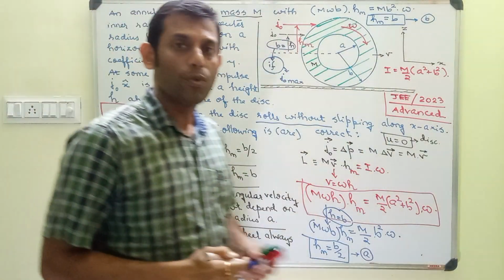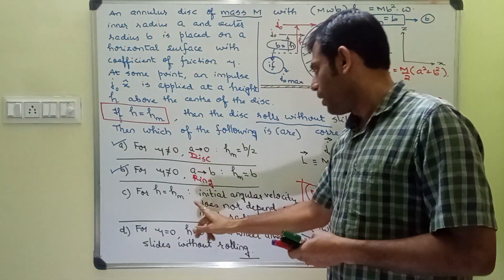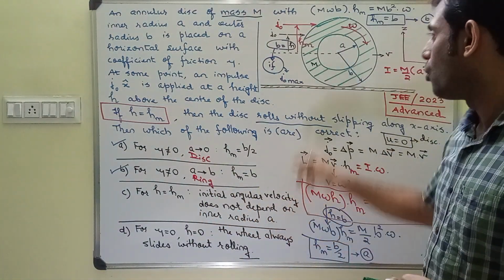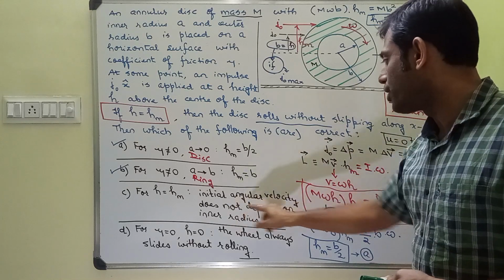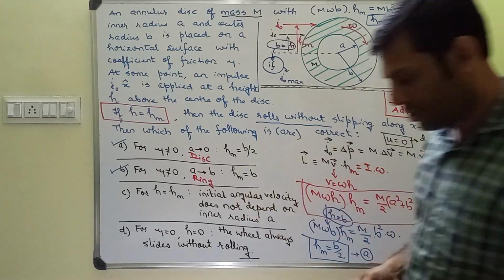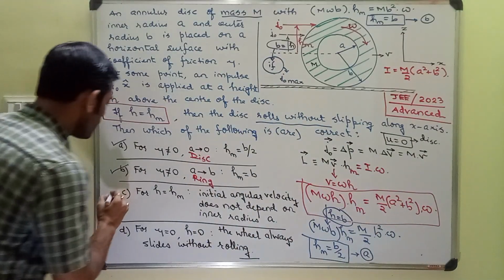Now for h equal to hm, initial angular velocity omega does not depend on the inner radius A. This is a point blank correct statement.